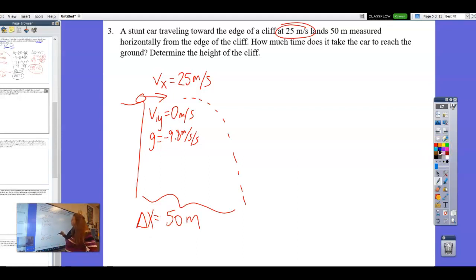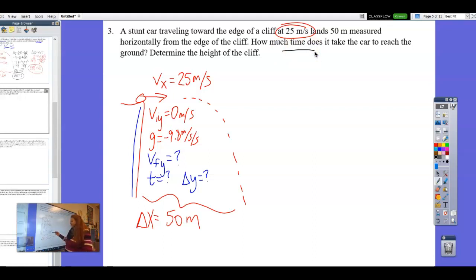Now we can write our unknowns. I do not know my final vertical velocity. I do not know time. And I do not know my change in height. I don't know how high this cliff is. So, first of all, how much time? Let's find time first.